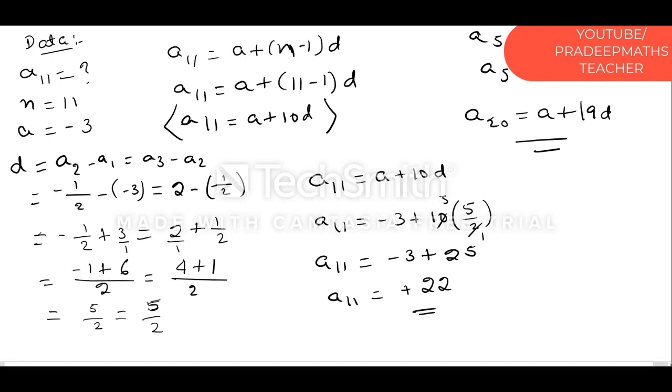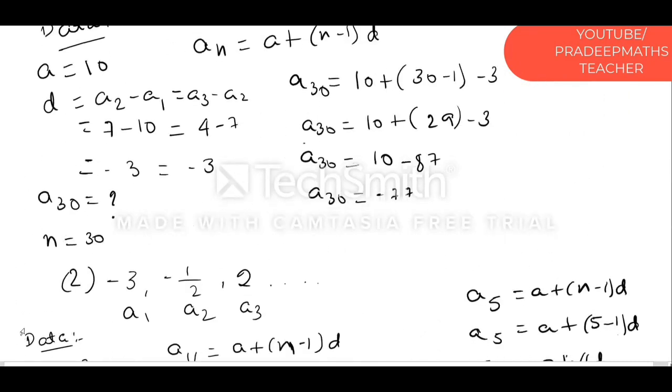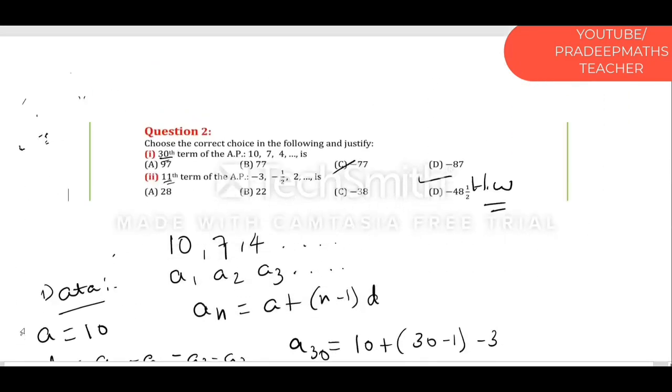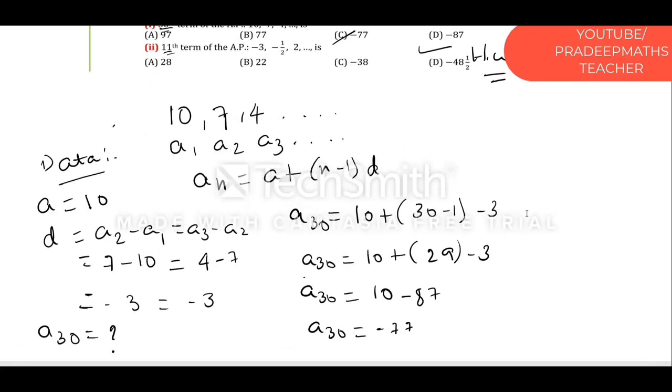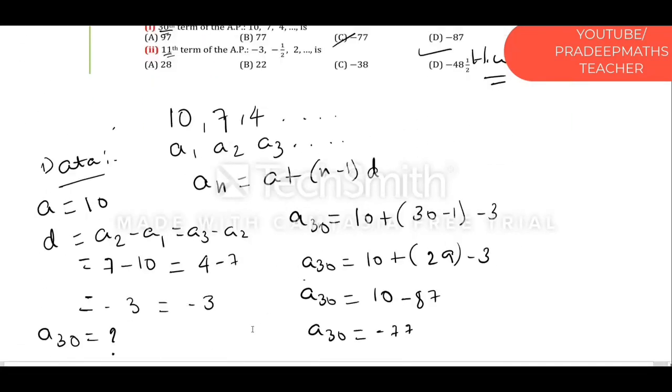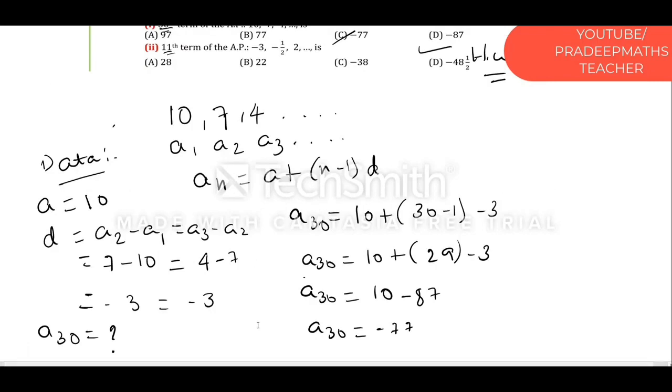Now just observe, plus 22 is in which option? So the answer is plus 22. So plus 22 means the B option is right. So you need to mark the B option as your right answer. Okay children, now this is how we need to solve it.